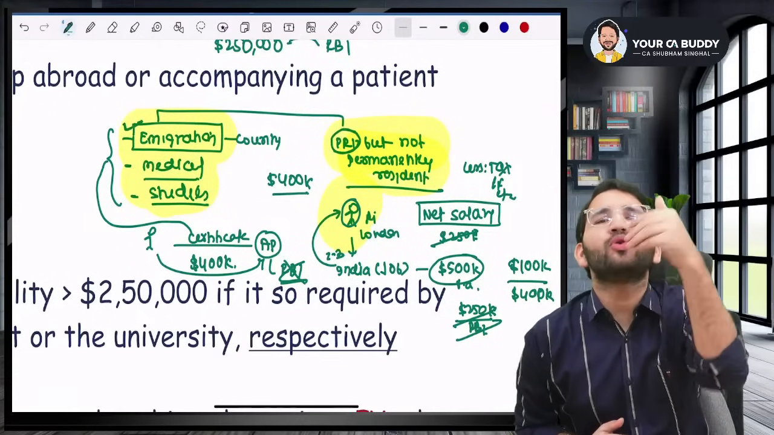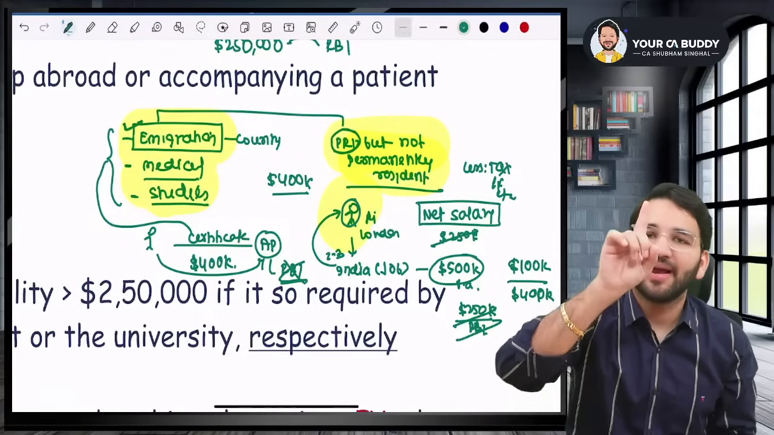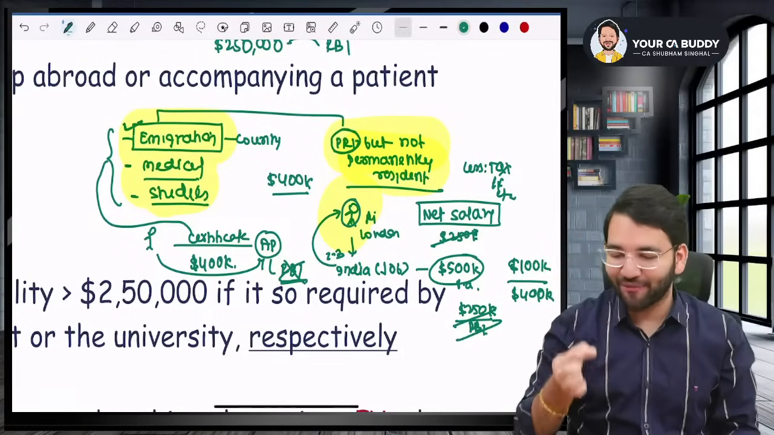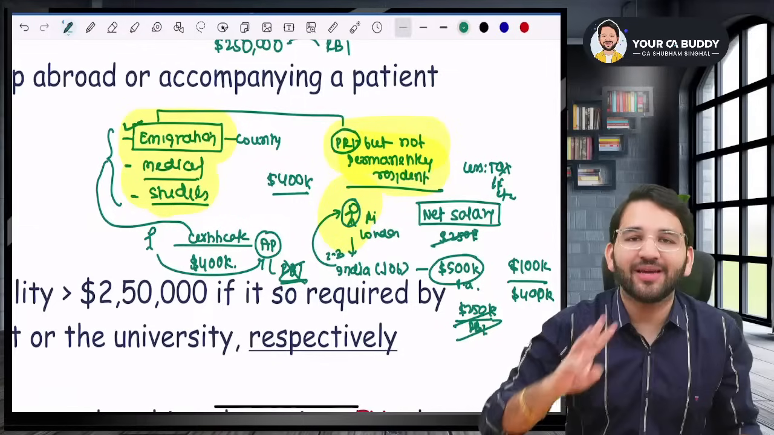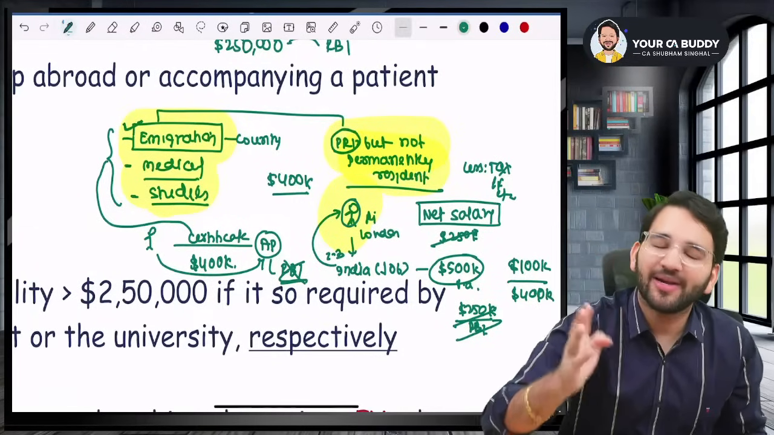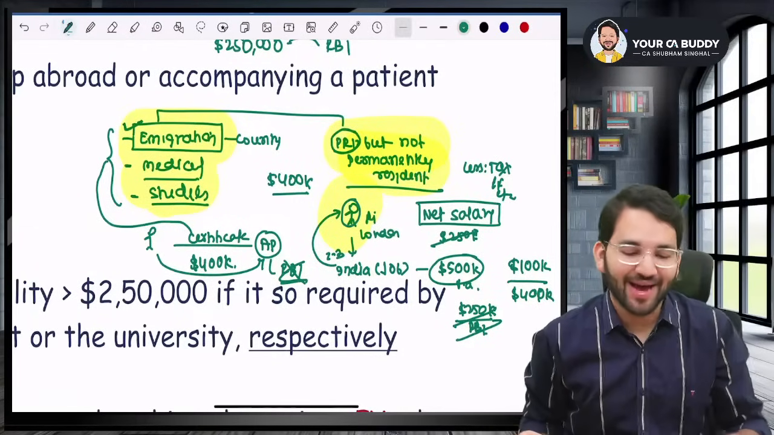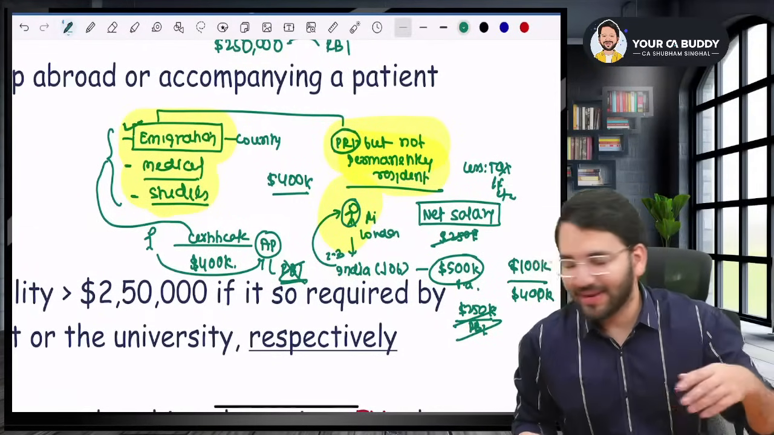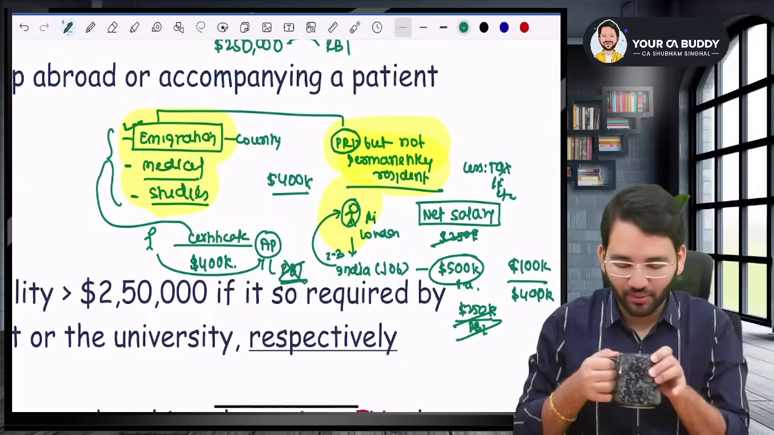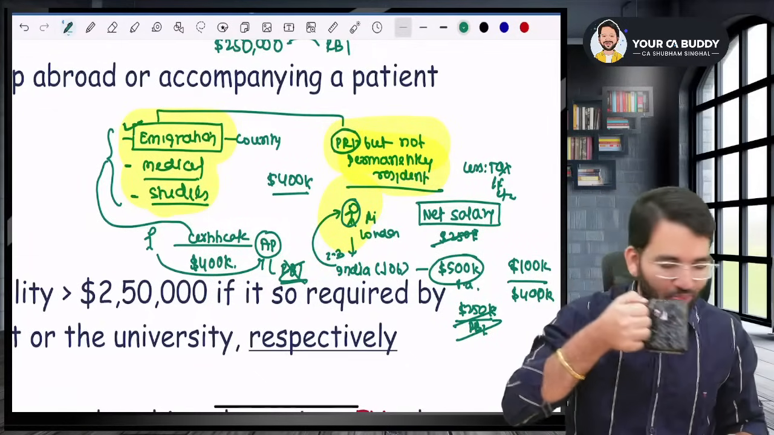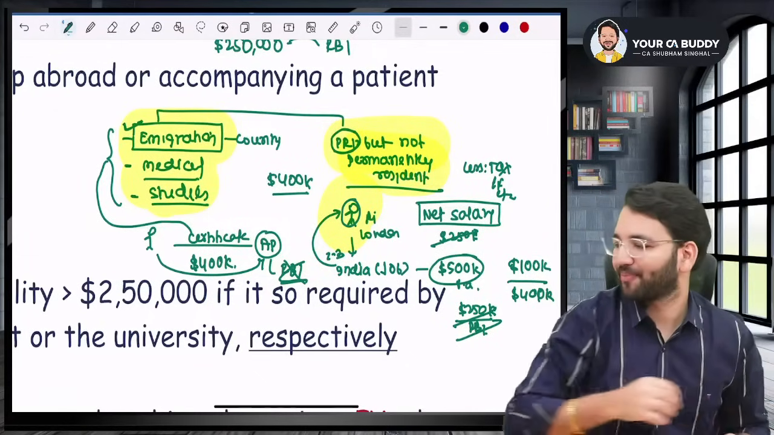Sir, how do you define PRI but not permanently resident? It means a person who has come to India for employment but is not going to stay here for more than 3 years. The employment is 3 or less than 3 years. Are you with me? Yes. Did you understand? Yes, sir.